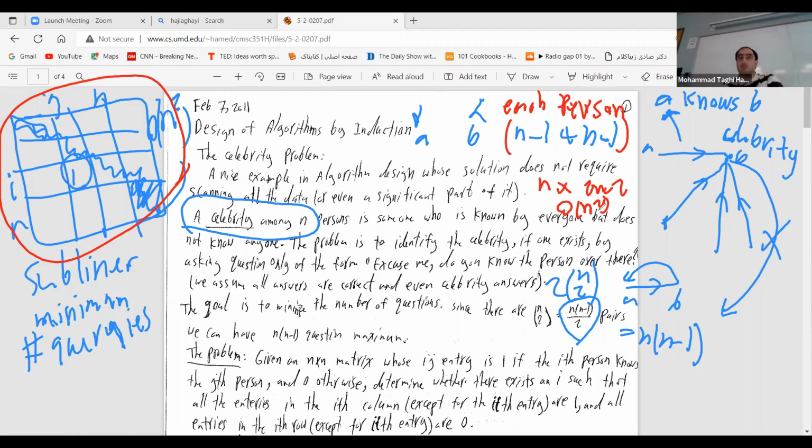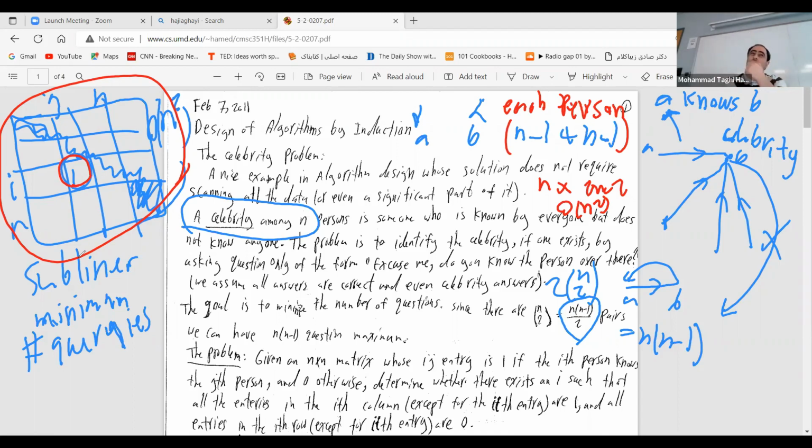But okay, the set of questions that we can ask only say whether A knows B or not. We cannot say whether you know anyone else. Why? Because they are corresponding to queries of this table. In this table, if I want to see whether this person knows everyone, I need to see the whole row or the whole column.